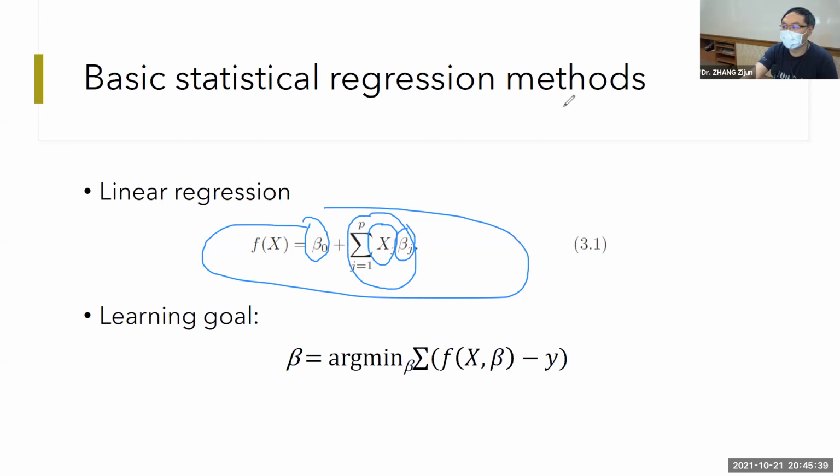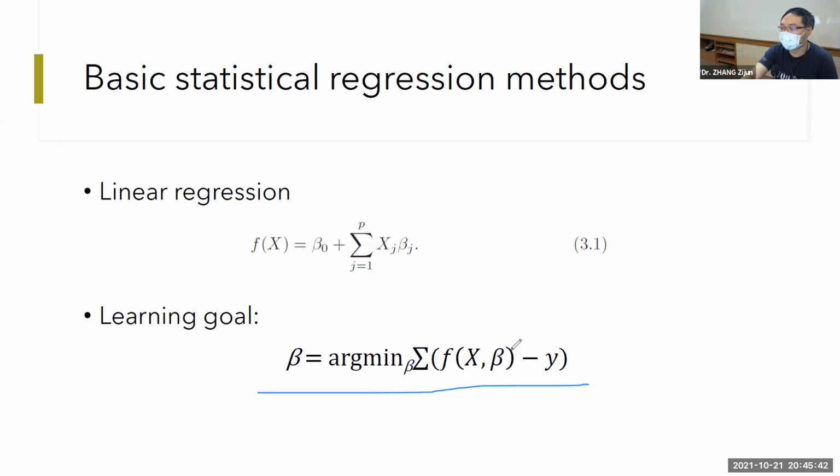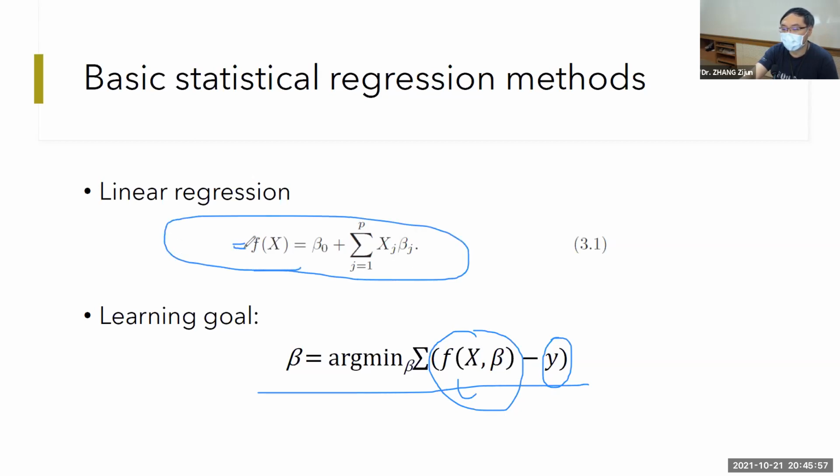okay? So the learning goal is to minimize the residual between the predicted Y and the observed Y. This form, f(X, beta), is the Y hat, okay? It outputs the estimated value of Y based on the value of X. And fitting a linear model is to estimate beta 0 and beta j, given the values of observed Y and observed X. We want to minimize their residuals. We optimize beta.